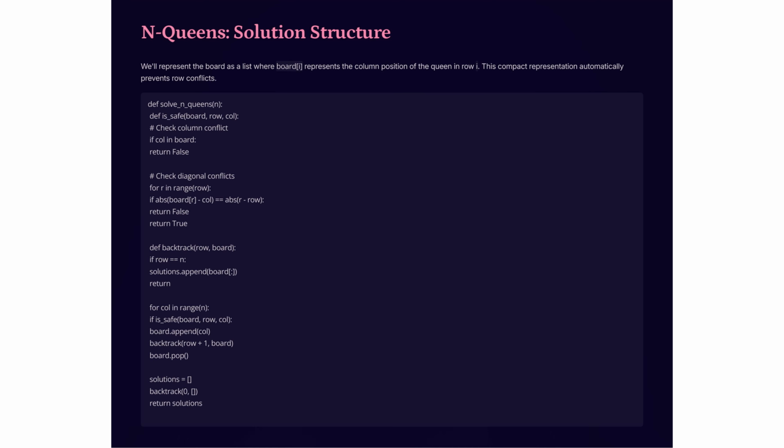The n-queens solution uses a list to represent the board, where board[i] indicates the queen's column in row i, preventing row conflicts. The isSafe function checks for column and diagonal conflicts. The backtrack function explores valid placements, appending solutions when a valid configuration is found. This approach efficiently navigates the search space.